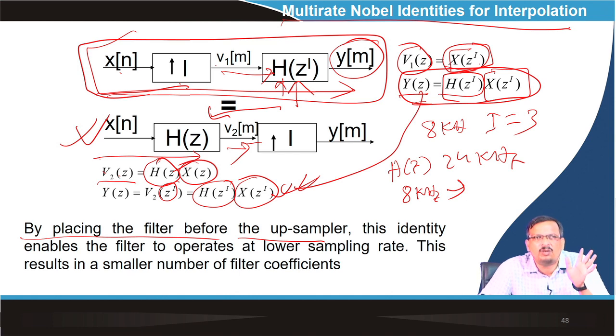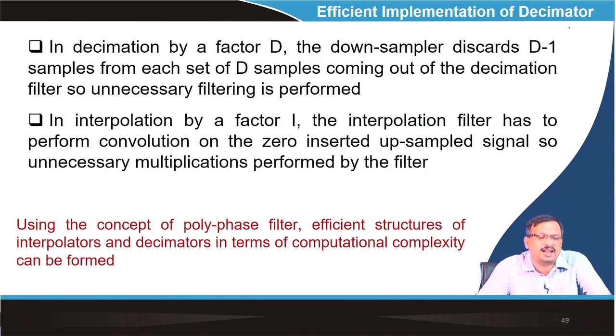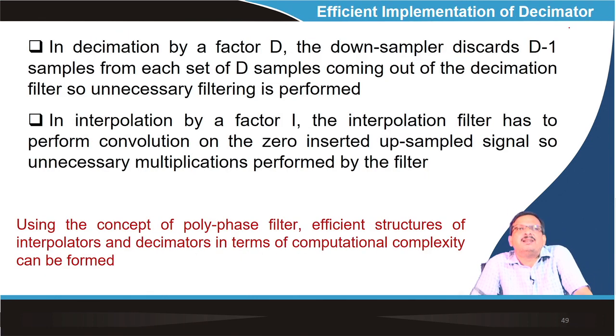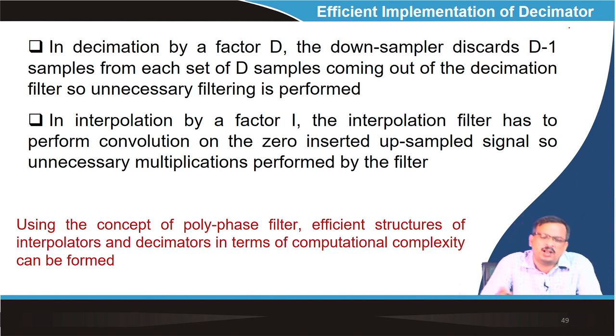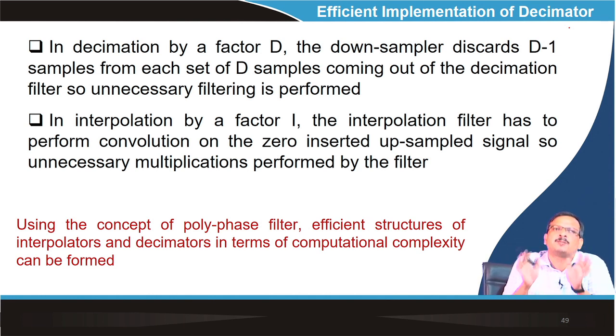Both exist. Okay. Now, I spoke about efficient implementation of decimation. So, what is the problem? What are the efficient implementations of interpolation, or upsampling, and downsampling? So, what is the problem?